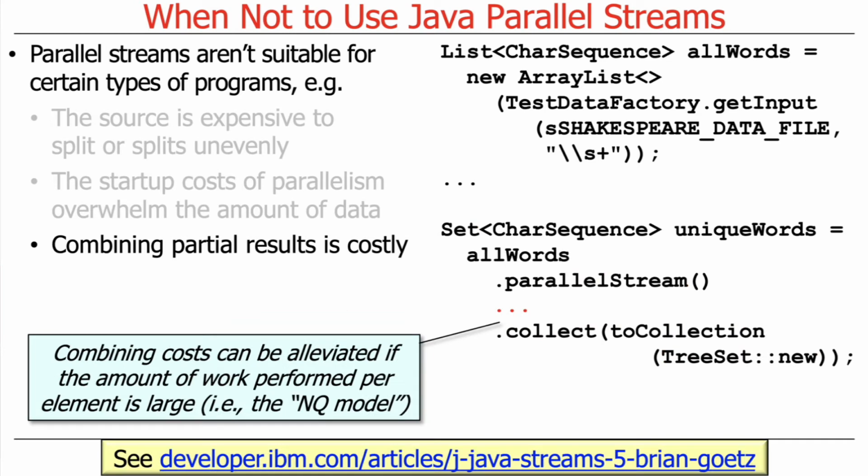Another problem is we don't actually do much work here. If we have a lot of work, then the fact that combining is a little expensive won't be as big a deal as if we have very little work.